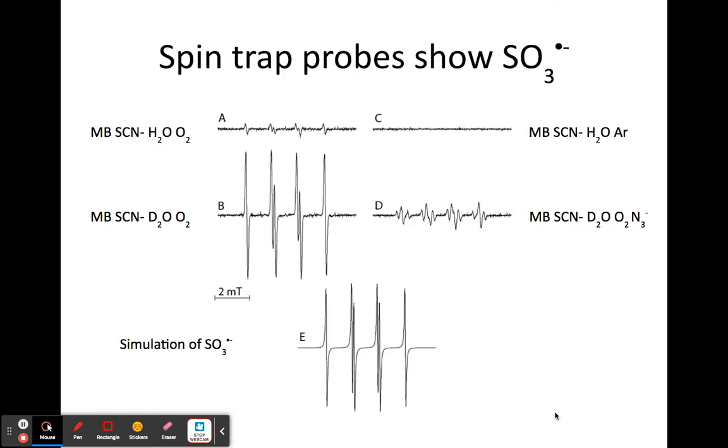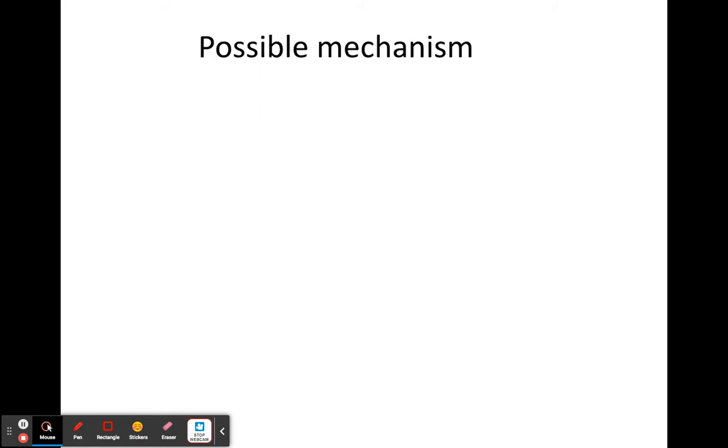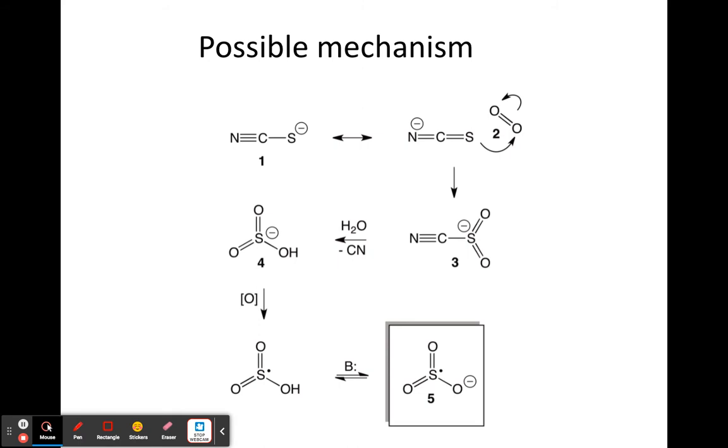This is a spin trap showing that we get sulfur trioxide radical anion. And this is what we think the mechanism is, that you're adding singlet oxygen to thiocyanate to get an intermediate, which decomposes to sulfur trioxide, and then you get the radical anion. And this is the species that's giving the extra killing of the bacteria.